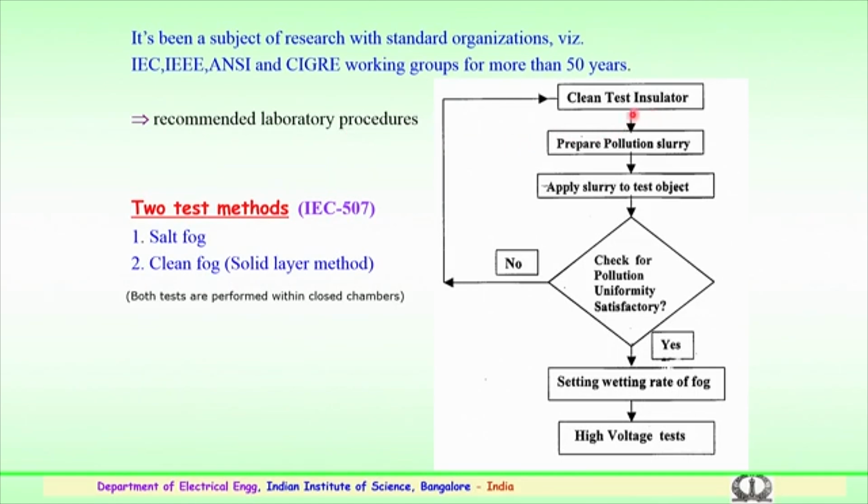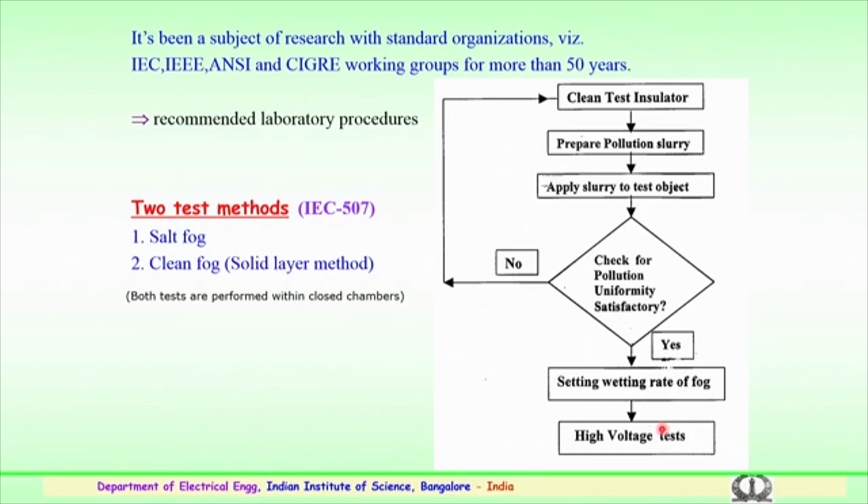So, basically the procedure involves first cleaning the insulators, then preparing a pollution slurry as per the standards. This slurry is applied to the test object, and the surface is checked with the equipment to see whether the coating is uniform. In case a uniform coating is not achieved, the procedure has to be repeated. If it is, then the wetting rate of the fog is set. The fog, which could be a cold fog or a steam fog, makes the insulator surface wet, and then high voltage is applied and the pollution tests are performed.